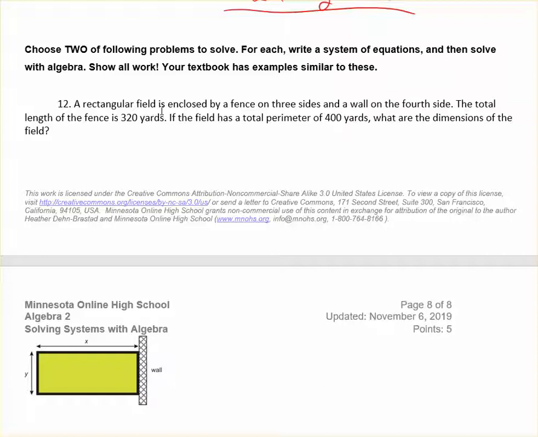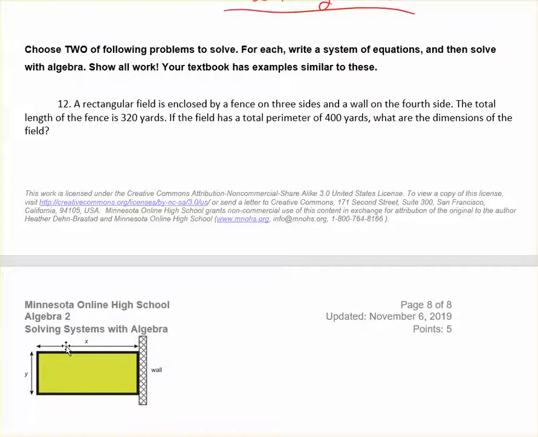So the first one is this field here. It's enclosed by a fence on 3 sides and a wall on the 4th side. The total length of the fence is 320. If the field has a total perimeter of 400, what are the dimensions of the field?